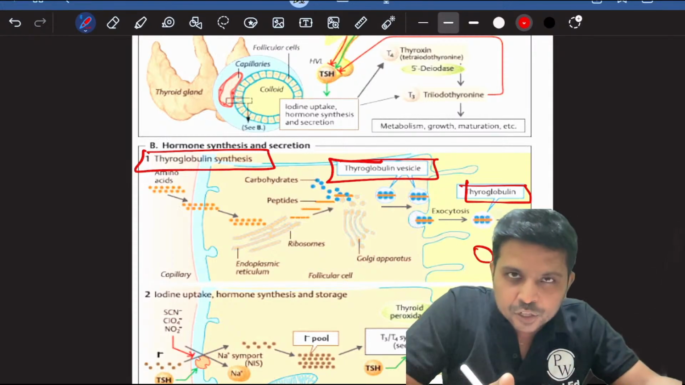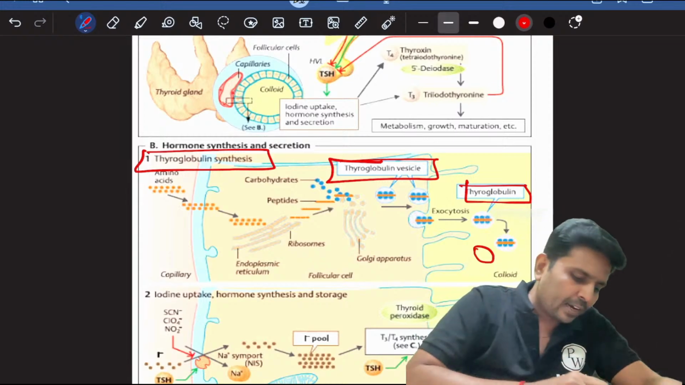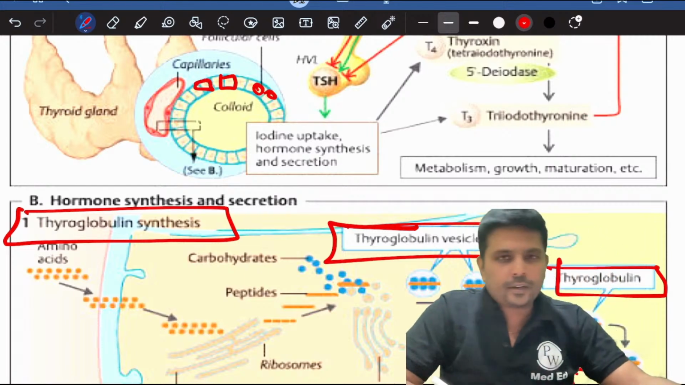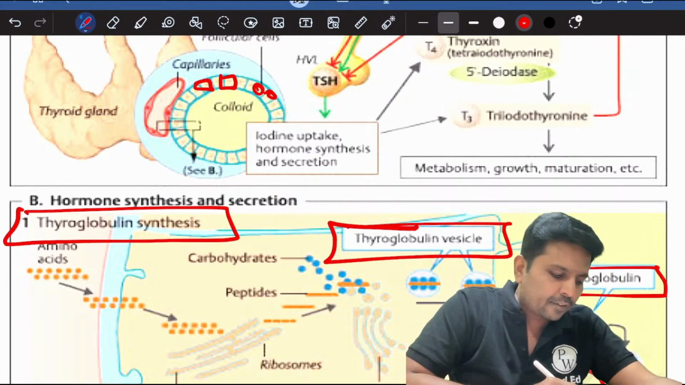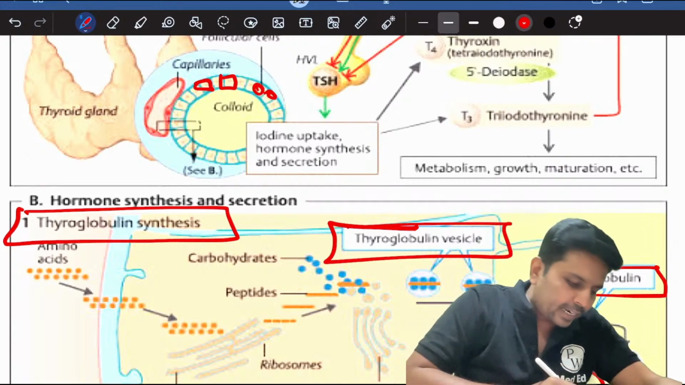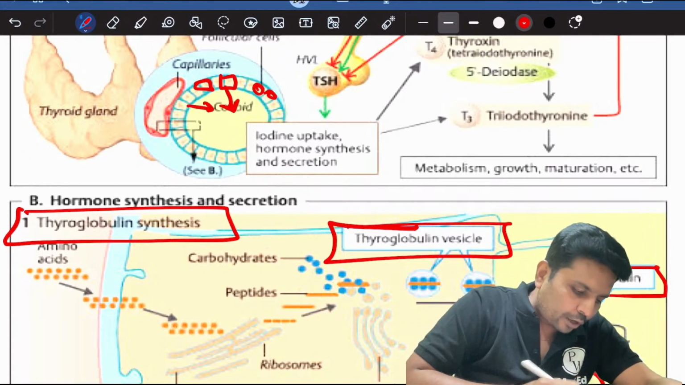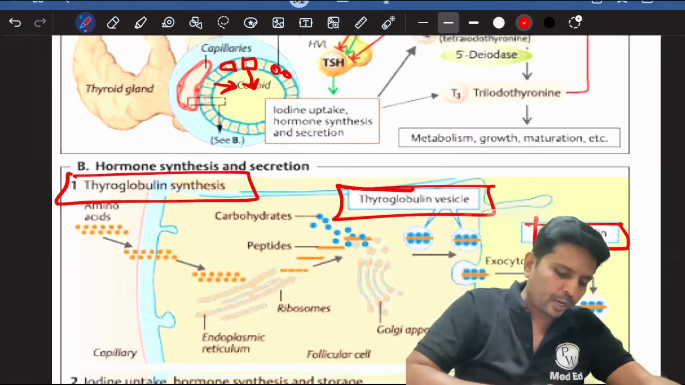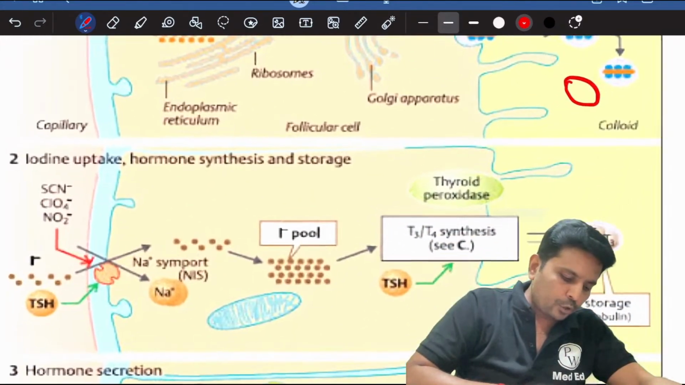So that is one function of the thyroid follicle. Where is the thyroid follicle? These are all the thyroid follicles. These thyroid follicles produce thyroglobulin and it excretes into the colloid. So this is function number 1. What is function number 2?